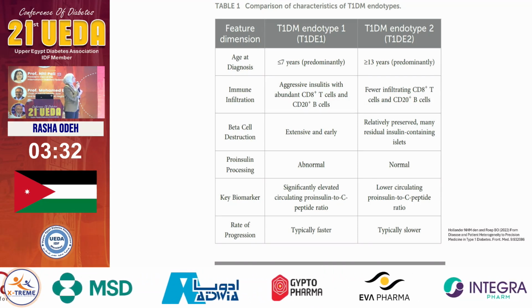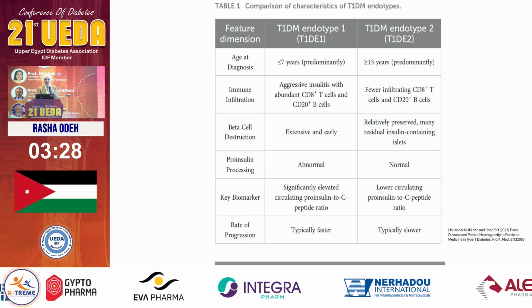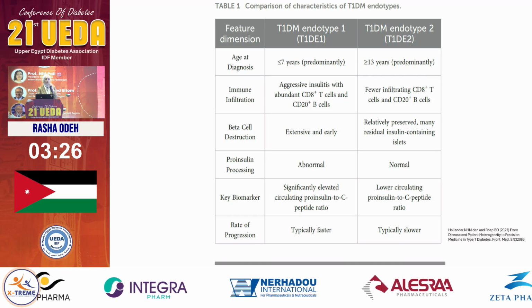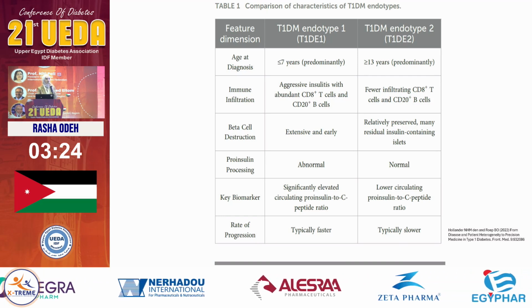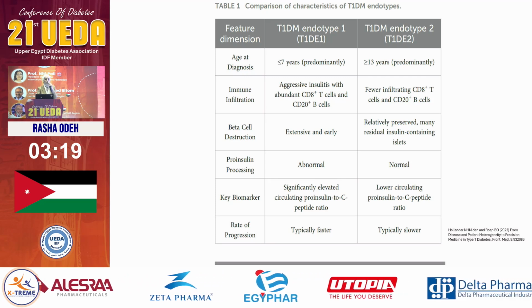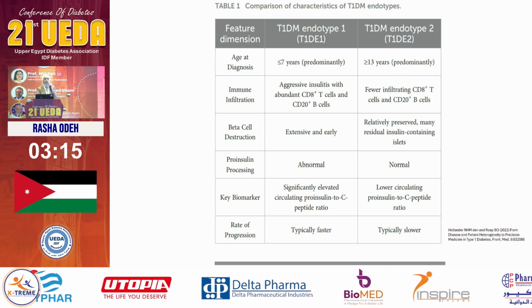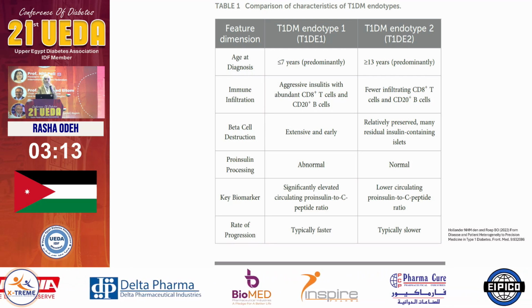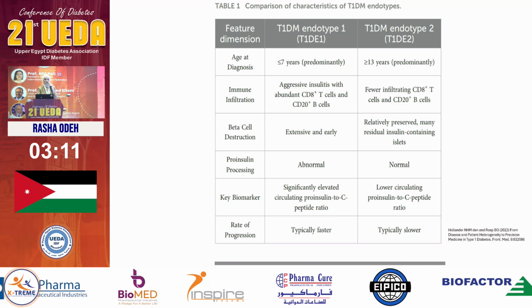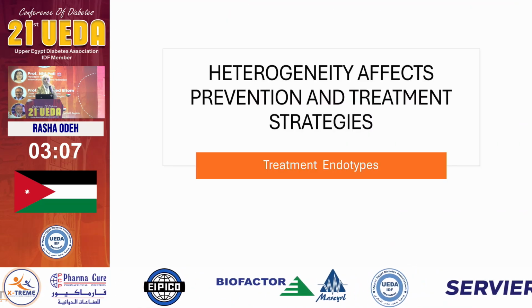Endotype type 1 and endotype type 2, where one affects younger age group, one has an aggressive insulitis with more T and B cells. Beta cell destruction is much faster. Proinsulin processing is abnormal, which makes the proinsulin to C-peptide ratio high, and the rate of progression, as I mentioned, is typically faster. And I'll just skip this.